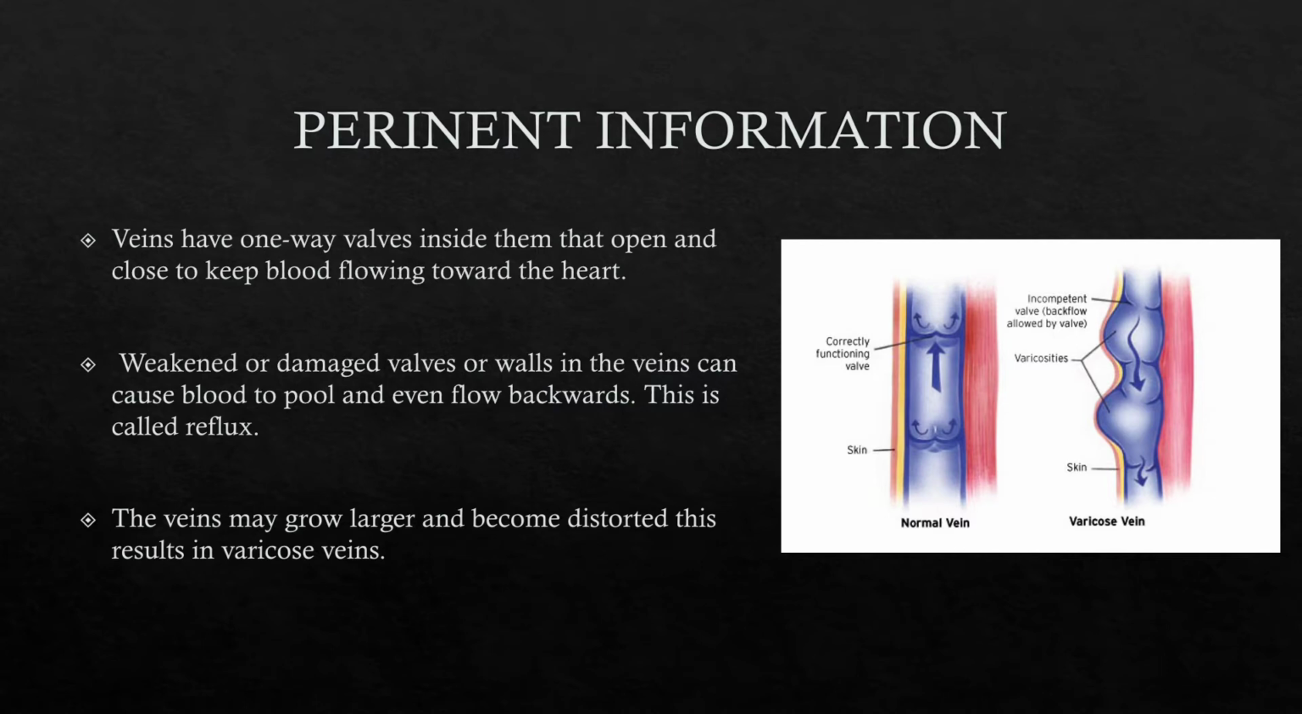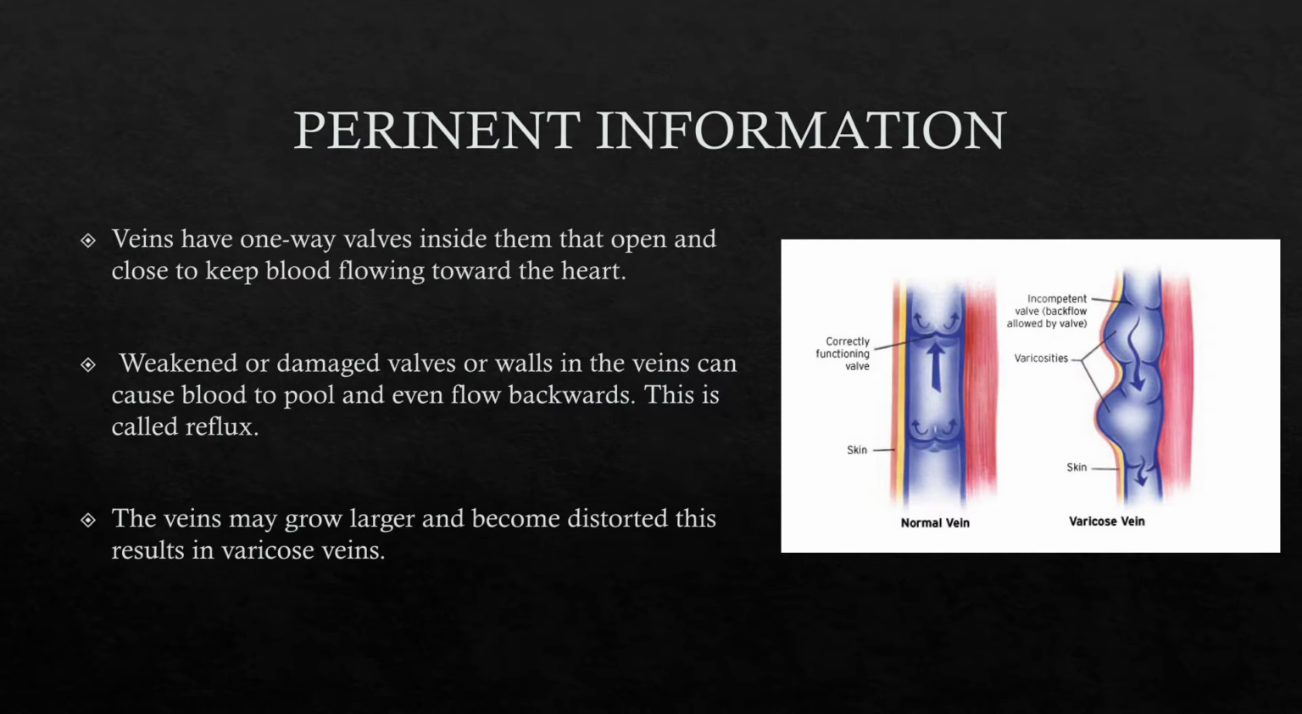So like we kind of talked about previously, veins have one-way valves inside them that open and close to keep blood flowing to the heart. This picture is a really good diagram showing that again, and kind of how a varicose vein looks underneath the skin. So it has incompetent valves, and that allows for backflow, and then it causes bulging of the veins, as well as redness and tenderness. The veins can grow larger and become distorted, and that is what results in the varicose veins.